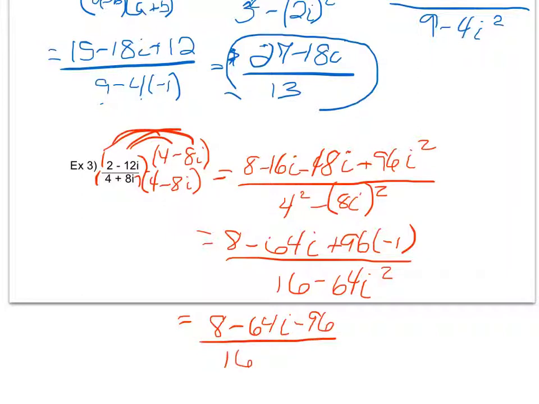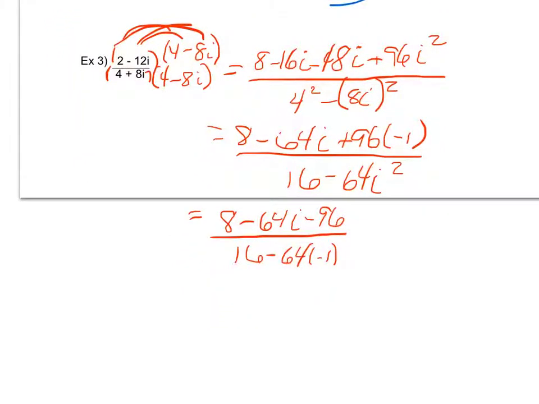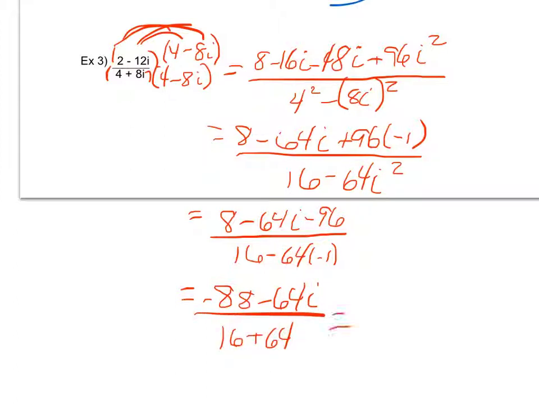I know that i squared is going to become negative 1, so minus 64 times negative 1. I do have a little more room left, which gives me 8 minus 96, which gives me negative 88, minus 64i, all over 16 plus 64. So I get a final answer of negative 88 minus 64i, all over 80.